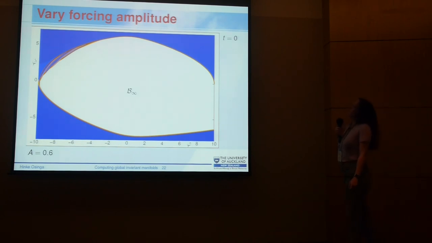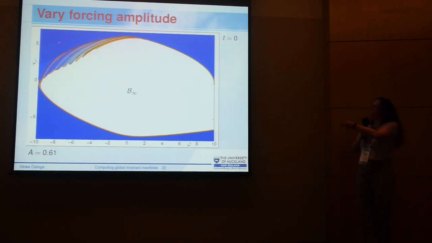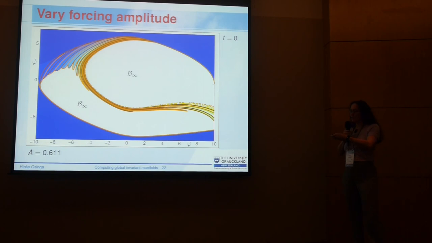So just very quickly, let me change the amplitude. And so this is the picture you saw, and my A is 0.6. Here is 0.61. This whole piecewise smoothness gets these nice fingered structures. And then I change only in the third decimal place and I suddenly get a very interesting transition.